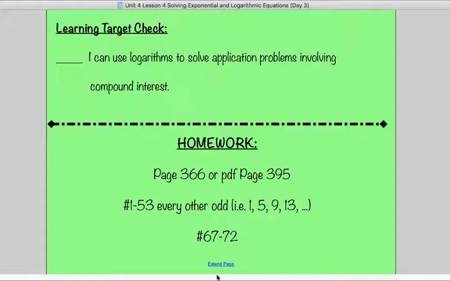Your homework is 1 through 53, and it's every other odd. So start at 1, skip 3, then do 5, then skip 7, 9, and continue on. And then also 67 through 72 all. Okay, so that is your homework.